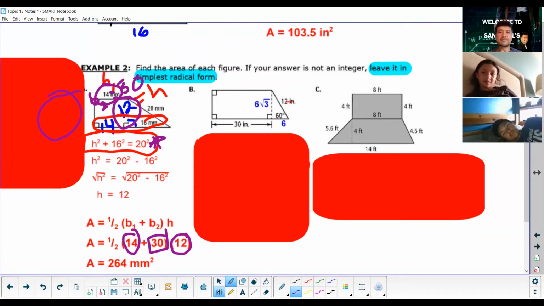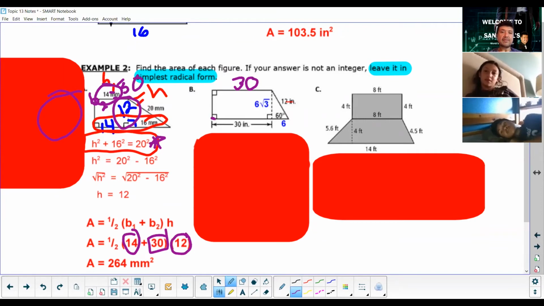What are you going to do next? Well, so we're gonna need the base, which is 30. Okay, so the other base is 30, good. So that top one is 30. And then what else? Because if they're parallel. Good, so continue.